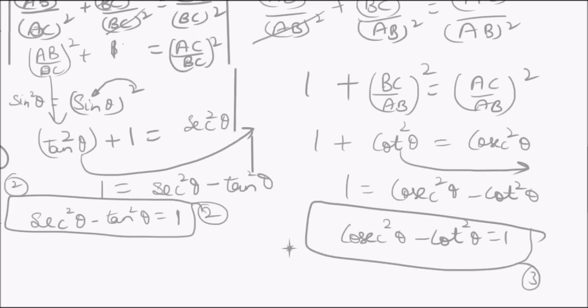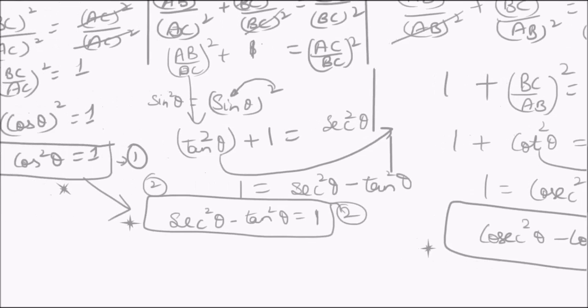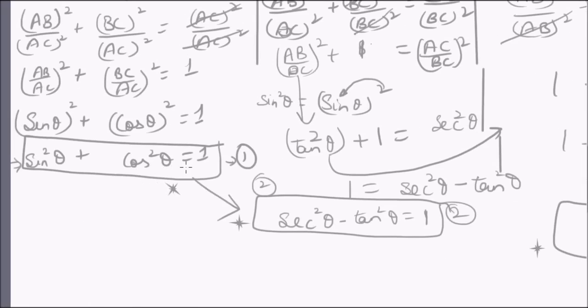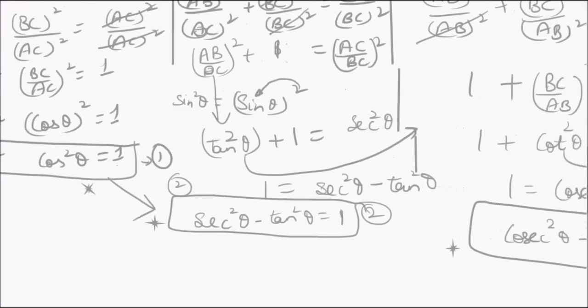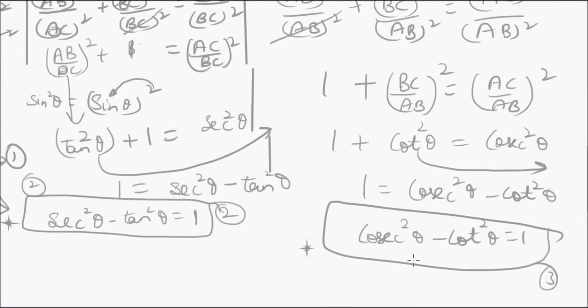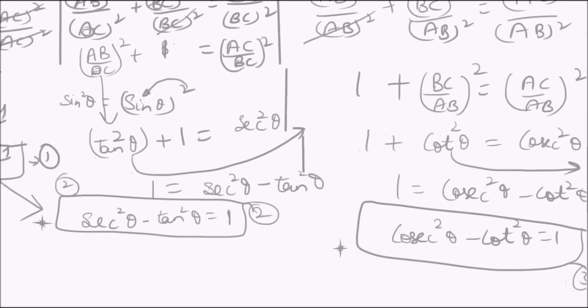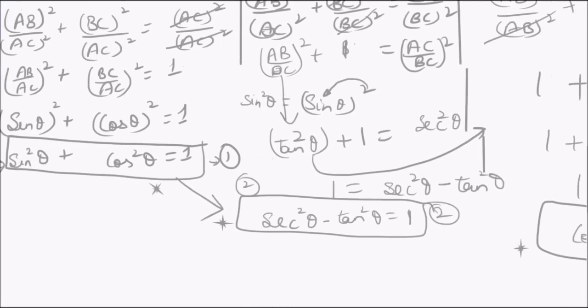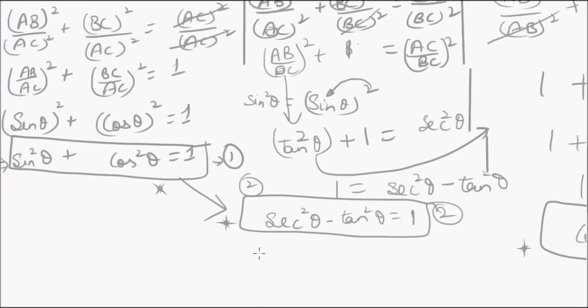So friends, this is the third identity. So all in all, the first identity is sine square theta plus cos square theta equals 1. The second identity is secant square theta minus tangent square theta equals 1. And the third identity is cosecant square theta minus cot square theta equals 1. Friends, these identities, once remembered, will help you in solving almost all the problems of trigonometry.